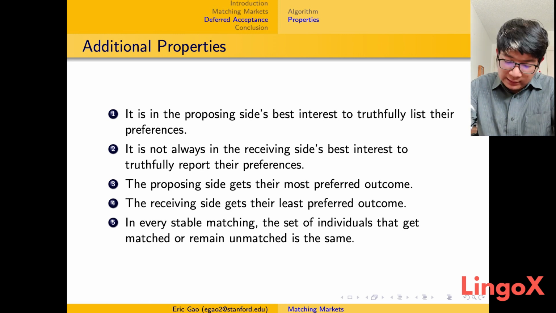And finally, the last theorem is called the rural hospital theorem. It states that in every stable matching out of the possible multiple stable matches, the set of individuals that get matched and the set of individuals that remain unmatched stays the same.